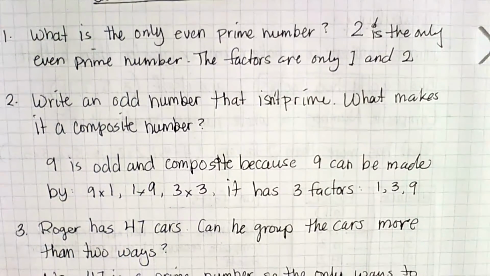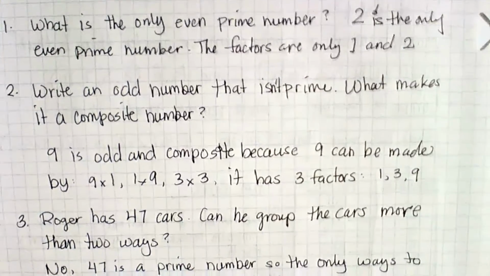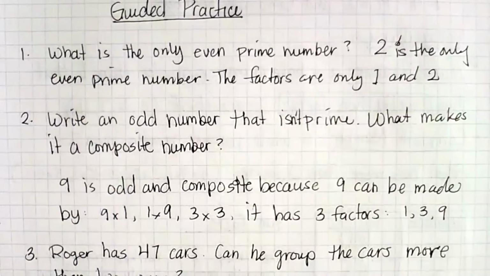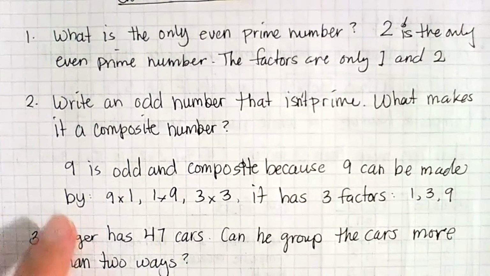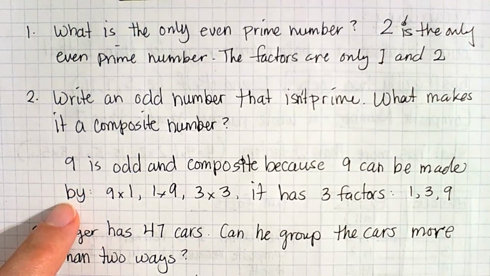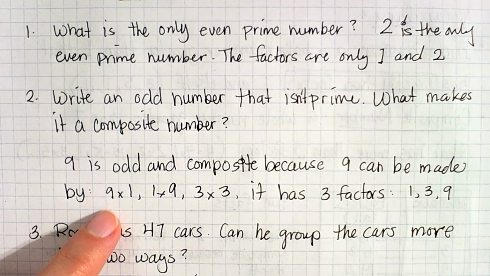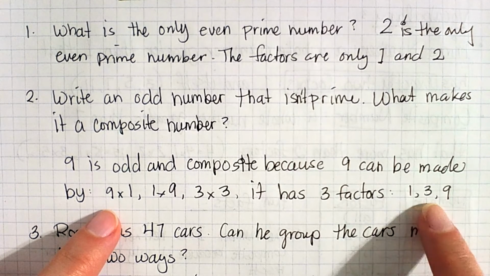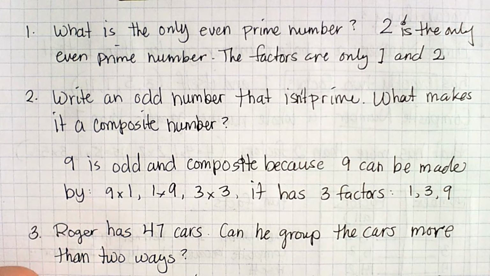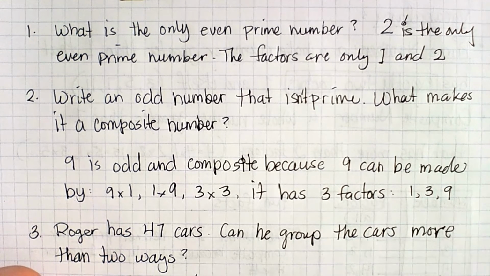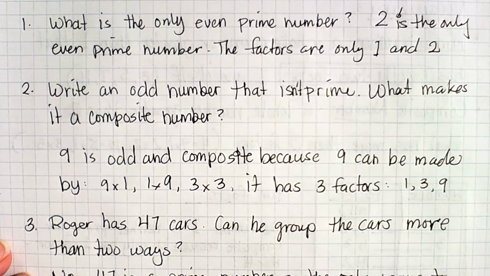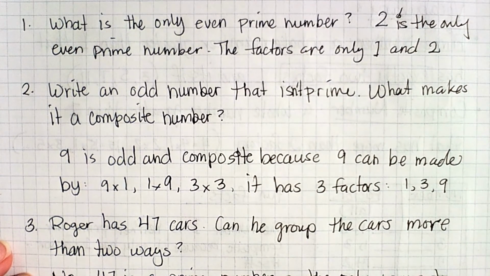For number 2, it says, write an odd number that isn't prime. What makes it a composite number? So an odd number that isn't prime, you can pick anything. I picked 9. 9 is an odd number, and it's also composite because we can make 9 by doing 1 times 9 or 3 times 3. So the factors of 9 are 1, 3, and 9. You could have also picked 15, for example. 15 is an odd number, and we found out already previously that the factors of 15 are 1, 3, 5, and 15.